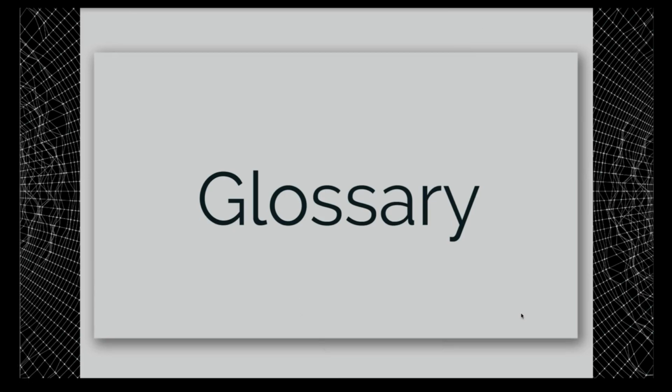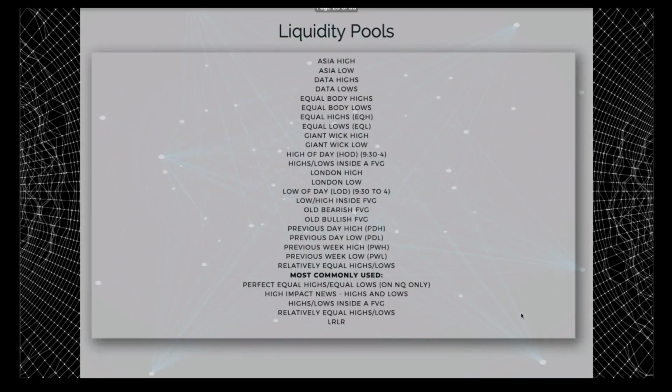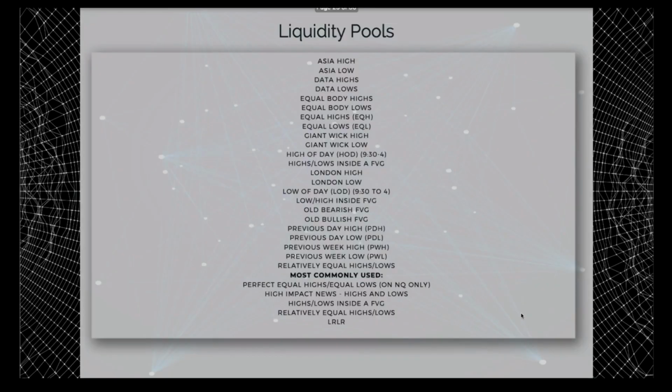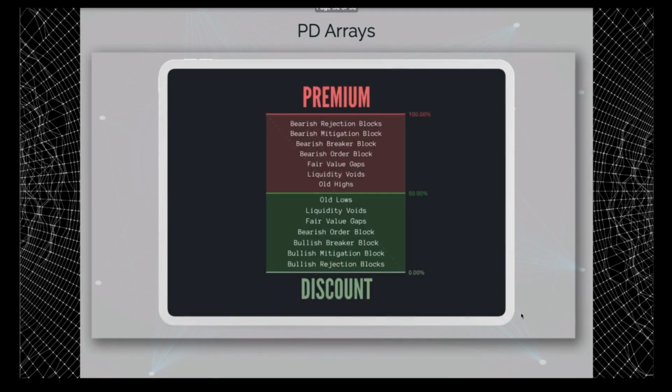So just remember, I do have that glossary here. It's only got like maybe 2 or 3 things. So you can always check it out, in case you have to reference something real fast, or if you wanted to find out what the rest of those liquidity pools are, or some PD arrays. Definitely give it a look.